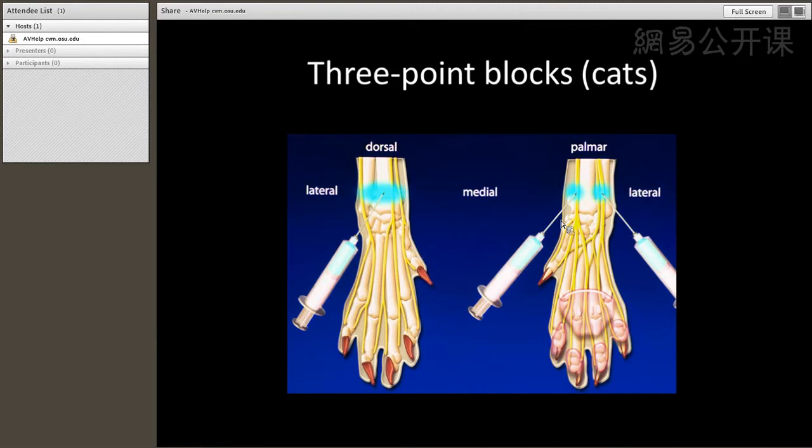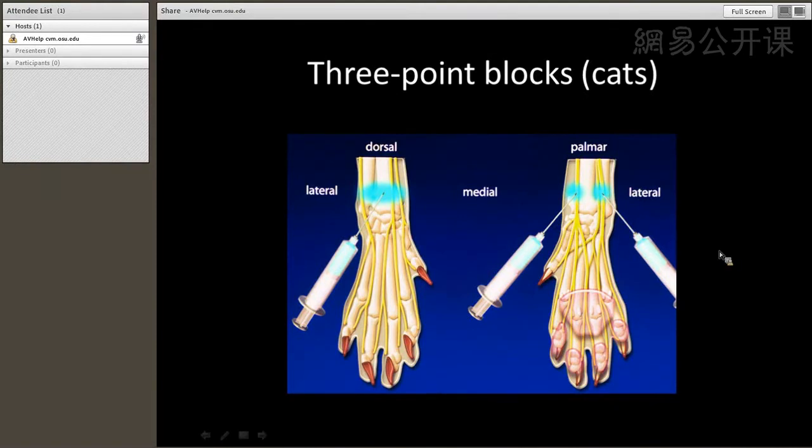For the palmar surface, you're going to do 2 different blocks, and again you palpate for the carpus. And go for it. There's 2 notches right here on the palmar surface where you're going to block right there. And so for a normal sized cat, we're going to use about 1 ml of a 0.2% solution: 0.4 mls for the dorsal surface, and then 0.3 and 0.3 for the palmar surfaces.